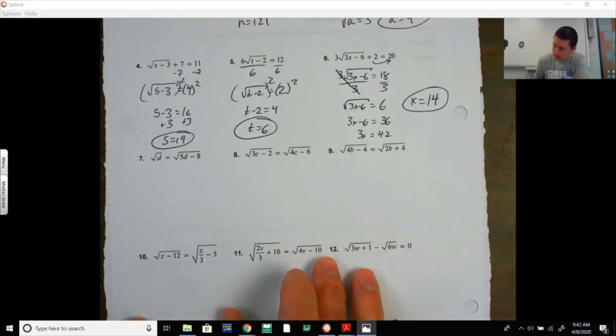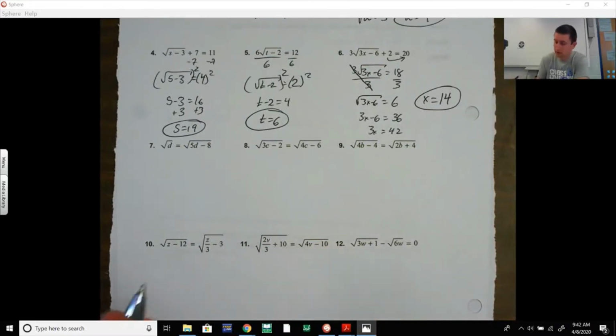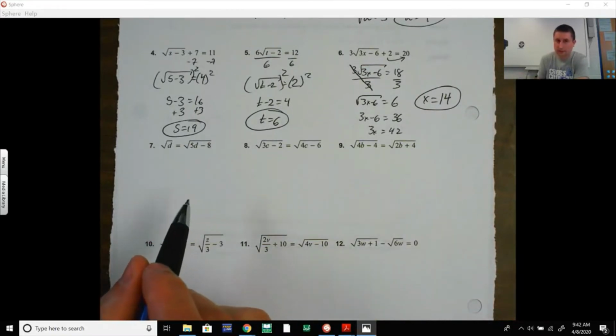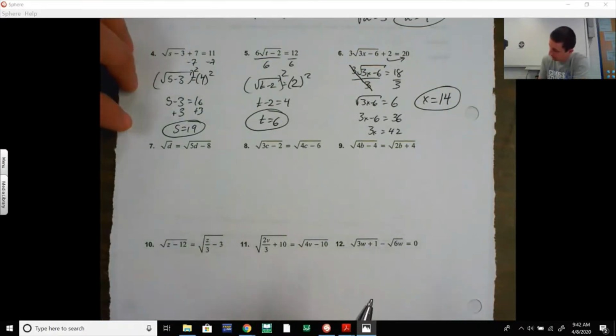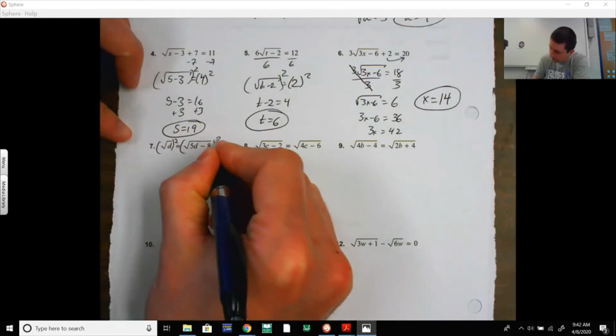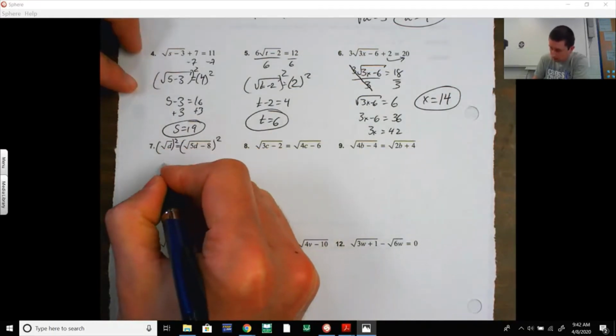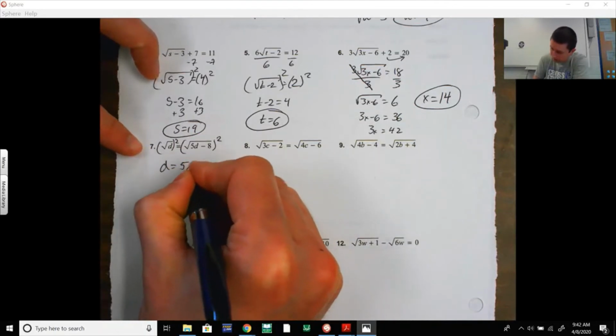Okay. Number 7. You get square roots on both sides. The main thing here is check your answer when you're done. Sometimes you get an answer that doesn't actually work. So we'll see if that works, if any of that happens here. So I'm just going to square both sides. And so what happens here, if the square root of d equals the square root of 5d minus 8, d has to equal 5d minus 8.